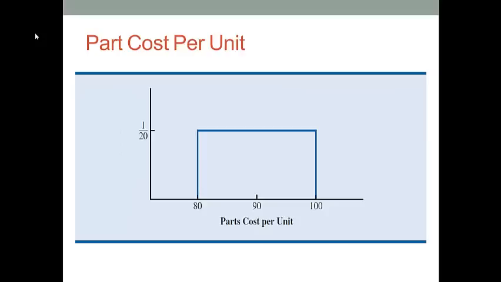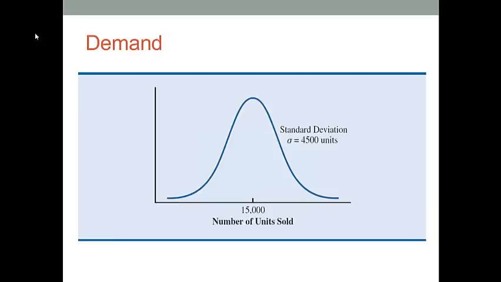The analyst then took a look at the part cost per smartphone factor. He found that part cost follows a uniform probability distribution. There could be an equal chance for the part cost to be any value between $80 and $100 per smartphone. He then took a look at the first year demand. He found that the first year demand follows a normal distribution. The mean is 15,000 and the standard deviation is 4,500.